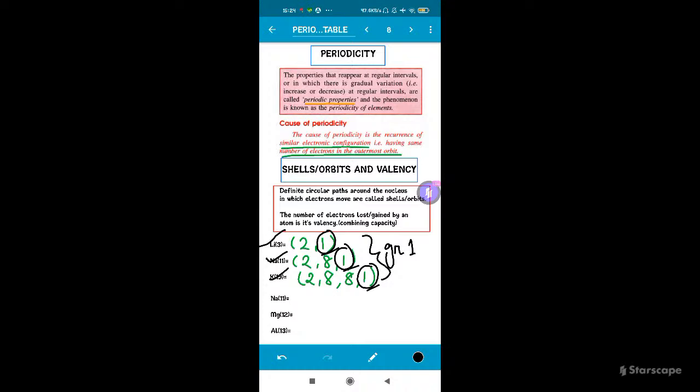Alright. Next, now talking about sodium, magnesium and aluminium. Let us see what is common in them.